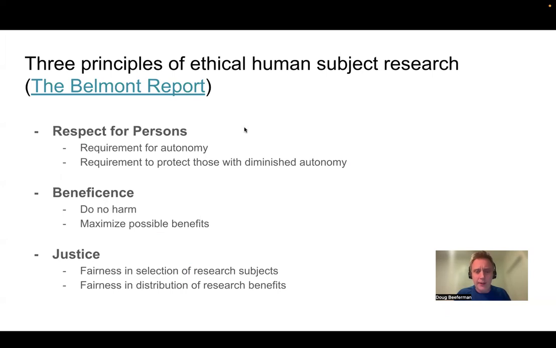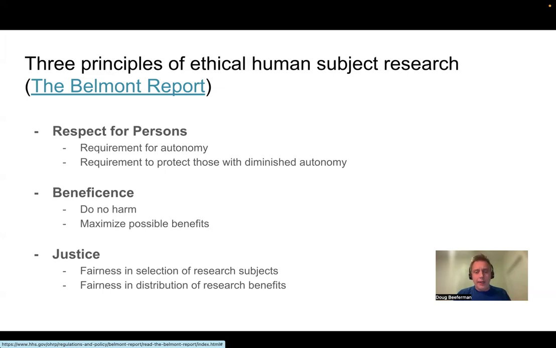First of all, if I'm going to say one thing about ethics, I'll point to the Belmont report, which was a report from a commission that was convened in the late 1970s in response to a lot of serious ethical lapses by the US government in how human subject research had been conducted. Most notably the Tuskegee scandal.